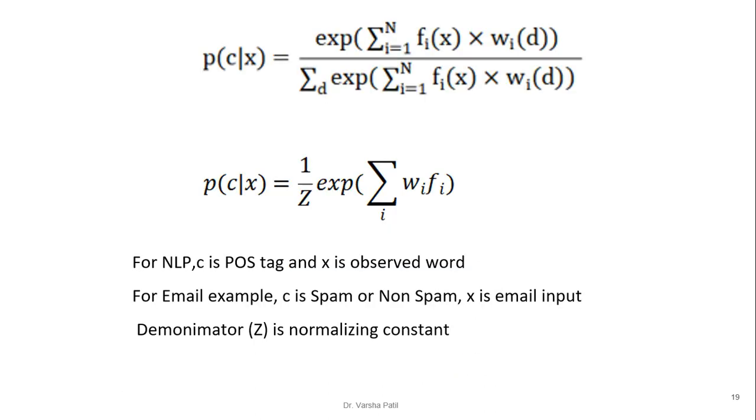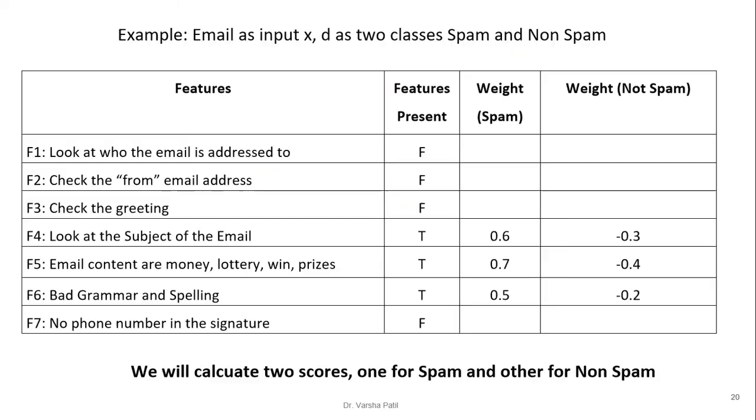For NLP, C is the part of speech tag and X is the observed word. For the email example, C is spam or non-spam, X is the email input, and the denominator is a normalizing constant. Now we will take an example.